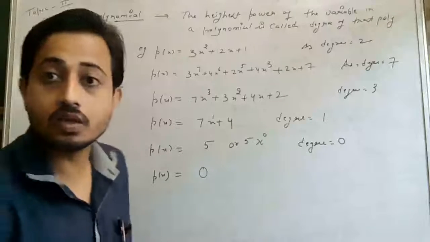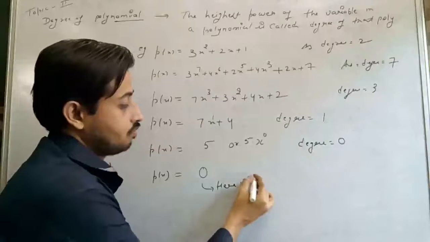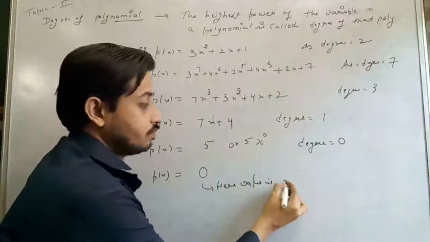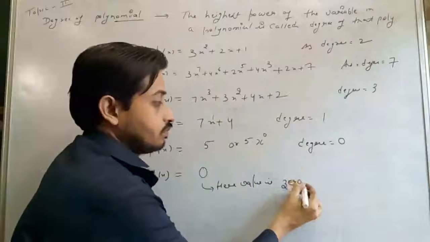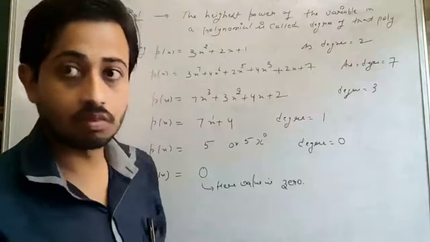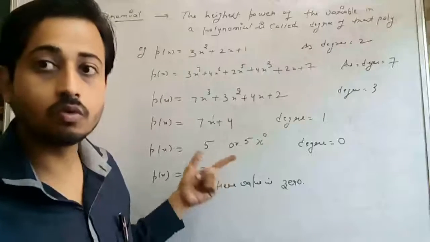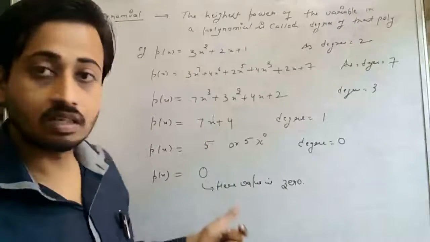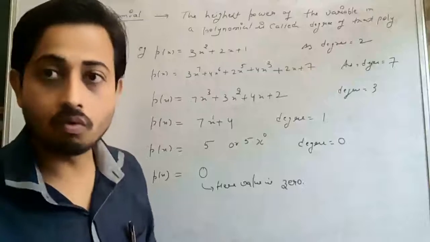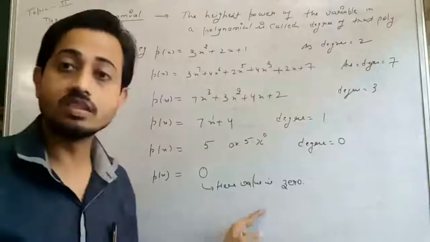Now the value is 0 here. If you find the value is 0, it is not the other constant. Now compare this. In this we have a constant whose value is 5, but in this we have a polynomial which has no value. It means we have 0. So here the value is 0.